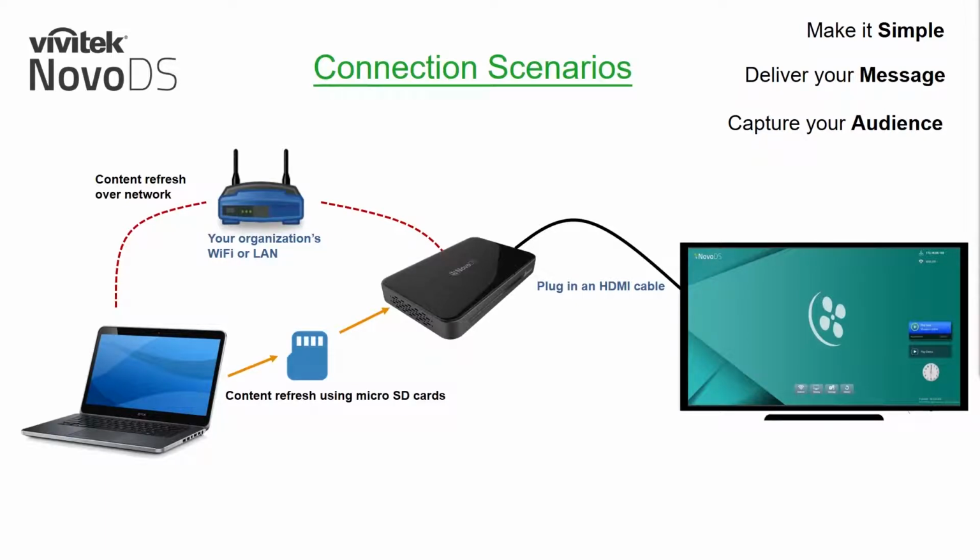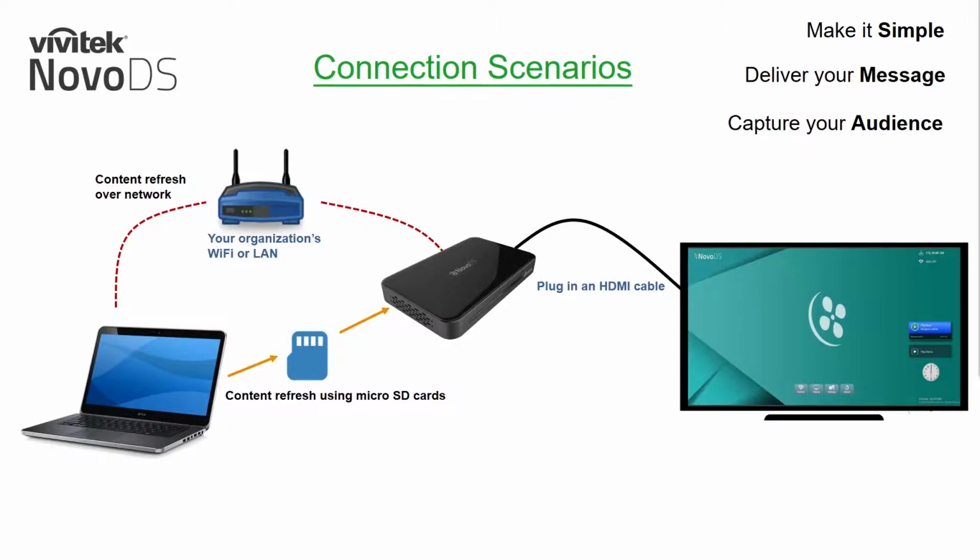The NovoDS is connected to your display via an HDMI cable and is powered via an electrical outlet. There are two ways of refreshing content on the NovoDS: an online mode, where the NovoDS is connected to your network infrastructure, and an offline mode where you update content manually with a microSD card.